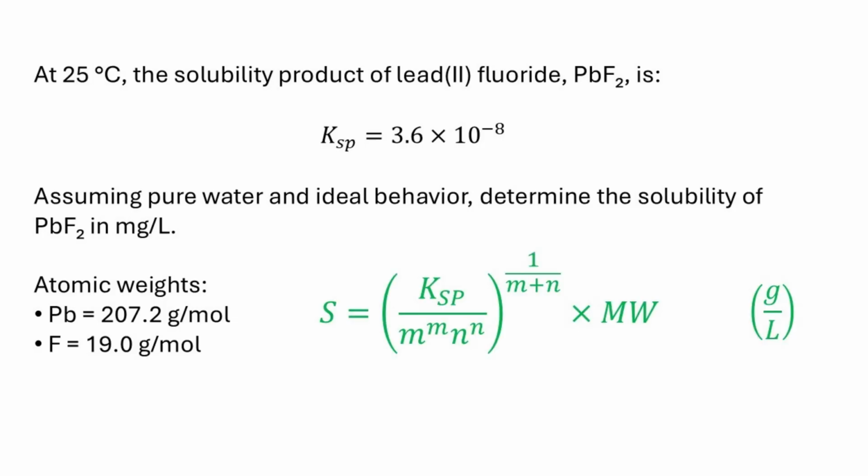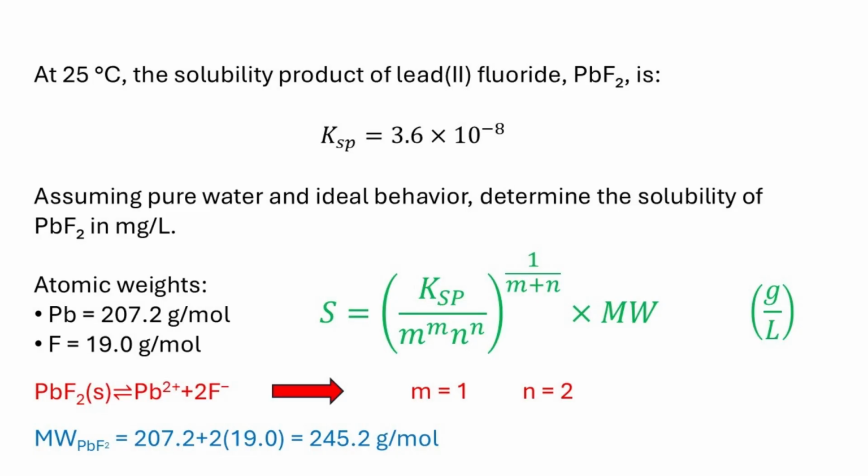Now, to determine the solubility of lead fluoride, we'll record the last equation we derived, noting that the resulting units of S would be in grams per liter with this equation. To determine the values of m and n, let's take a look at the dissolution reaction of lead fluoride. So 1 mole of lead fluoride will dissolve into 1 mole of lead ion and 2 moles of fluoride ions. Hence, m equals 1 and n equals 2.